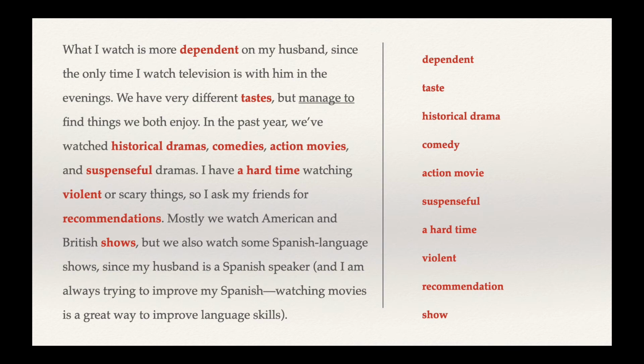Next, we talk about tastes. We have very different tastes in things. So you might know the word taste as it's related to food, but we're not talking about food here. We're talking about television. What do you think this means?